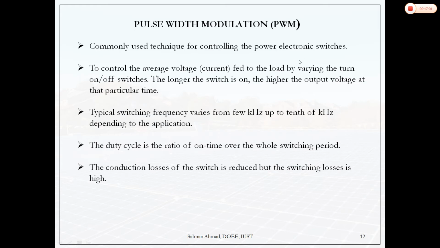So this is the commonly used technique for controlling power electronic switches. In almost every application, you will find that the inverters are operated with pulse width modulation techniques. It controls the average voltage fed to the load by varying the turn on and off of the switches. The longer the switch is on, the higher the output voltage. So by controlling the time at which the switches are on and off, we can control the magnitude of the output voltage. The switching frequency is normally a few kilohertz and up to tens of kilohertz.